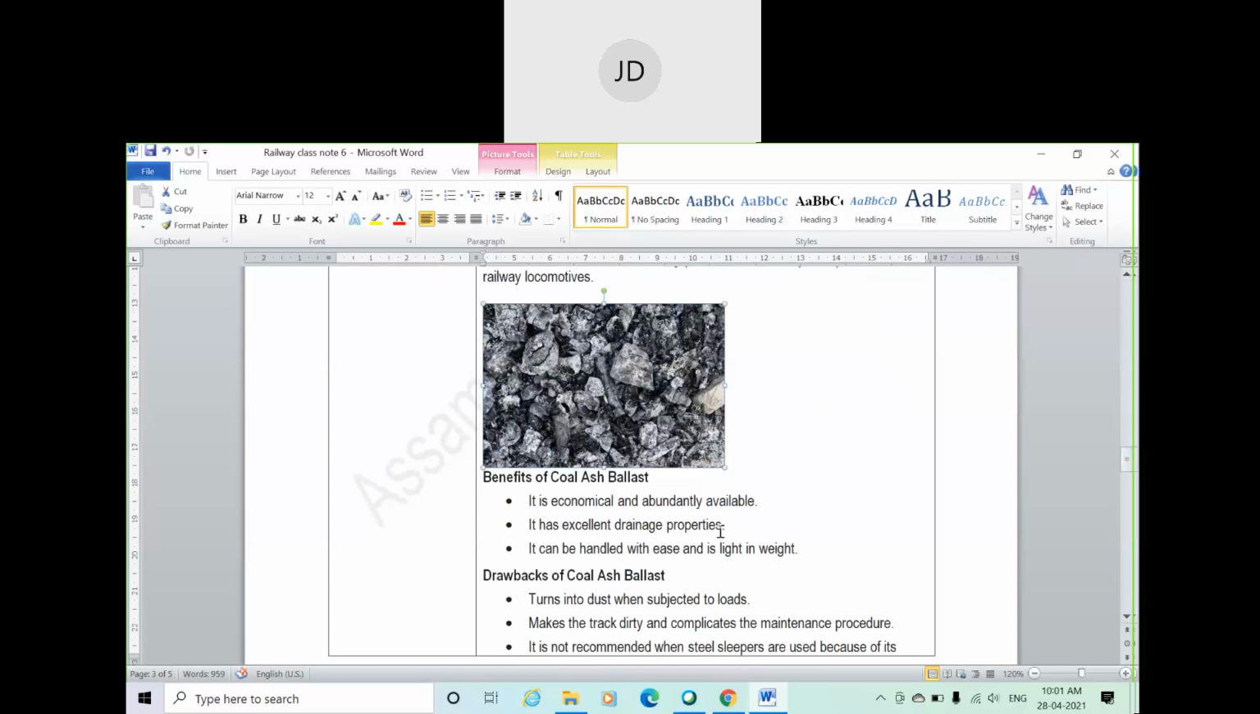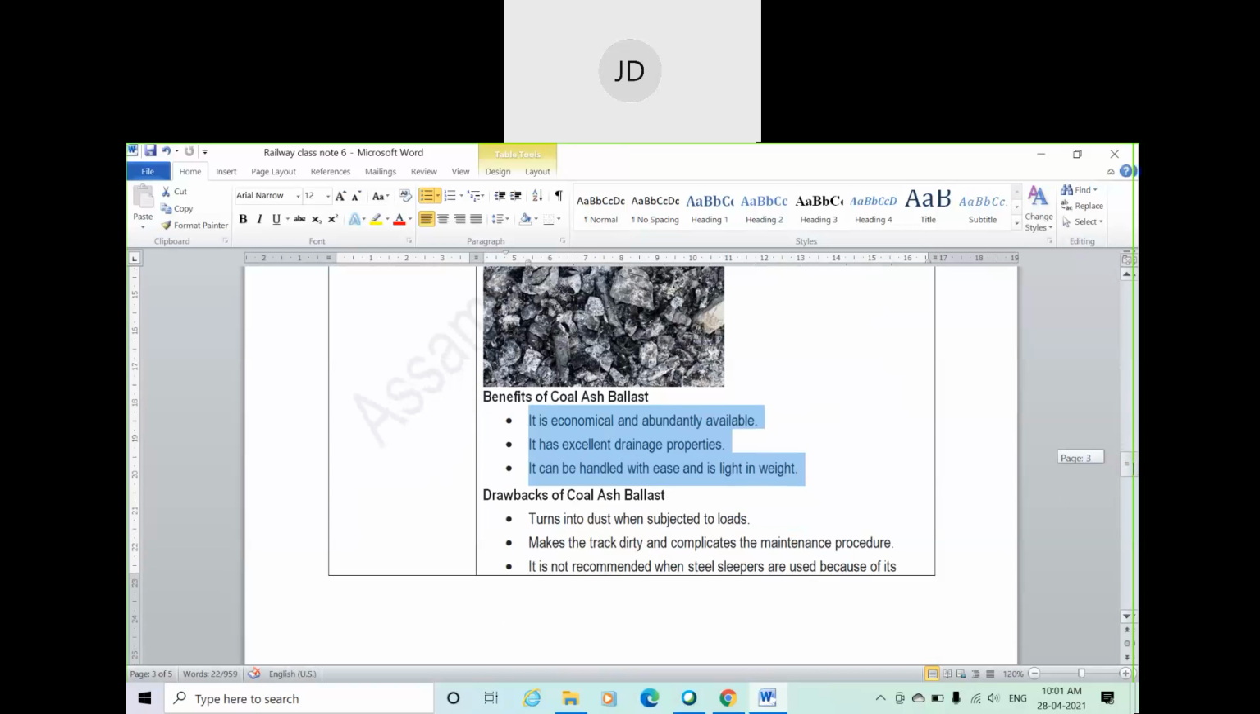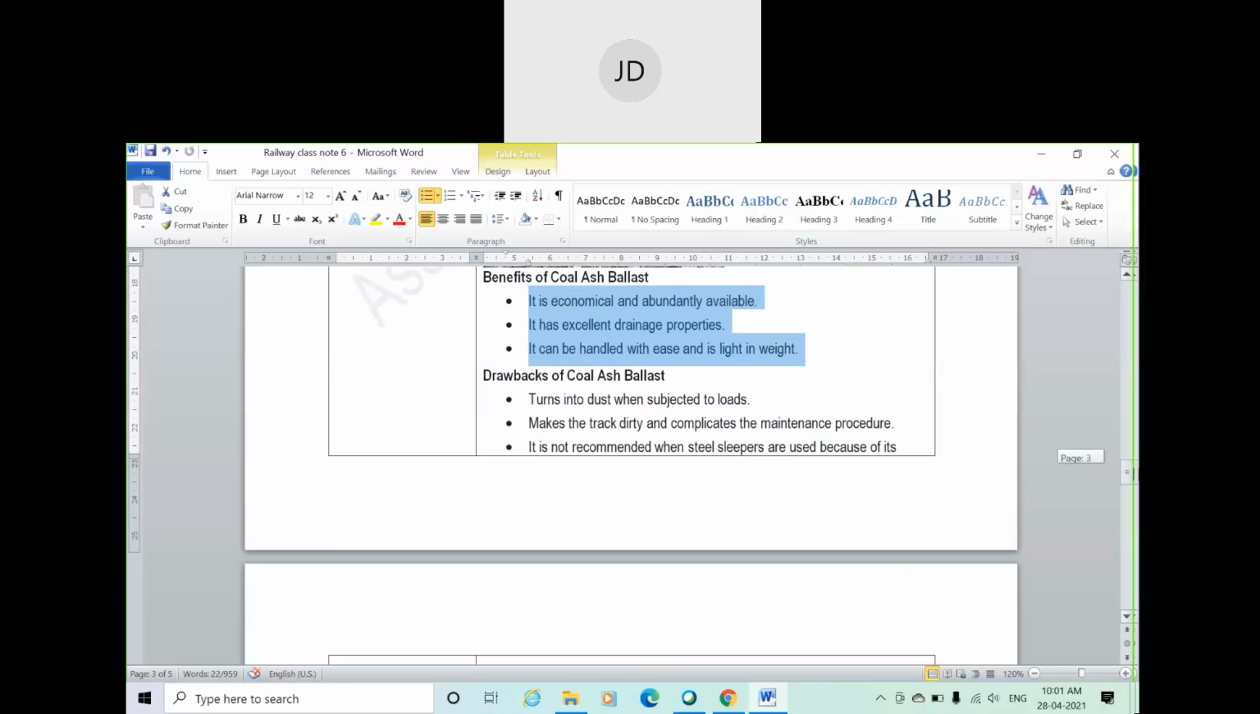It has excellent drainage property. It has a very good drainage property, it can be handled with ease, and it's very light in weight also. So these are the benefits of coal ash ballast. Along with that, they have some disadvantages or drawbacks also.